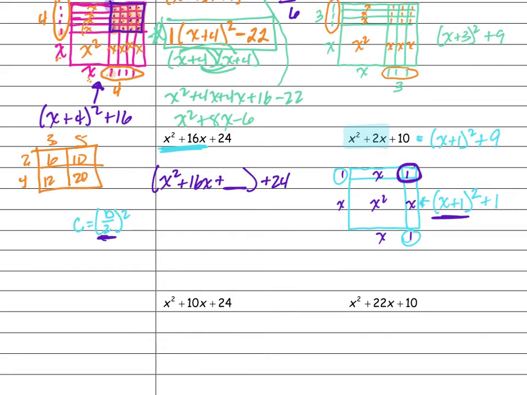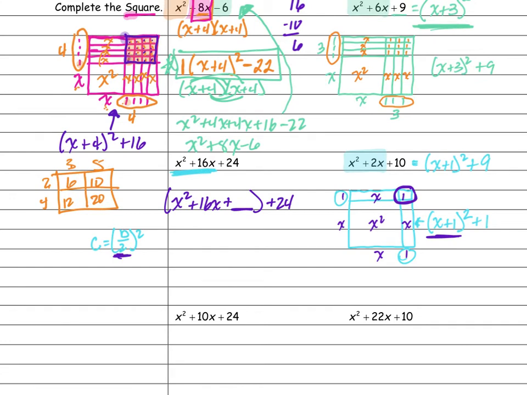I'm going to take B, which is my middle number, and I'm going to divide it by 2, and then I'm going to square it, which is what I've done over here and in all my pictures. I want to show you guys this. In all my pictures, what have I done? Well, I've taken that middle number, I've divided it by 2, and then I square it. 2 divided by 2 is 1. 1 squared is 1. 6 divided by 2 is 3. 3 squared is 9. 8 divided by 2 is 4. 4 squared is 16. That's how I got all my numbers.